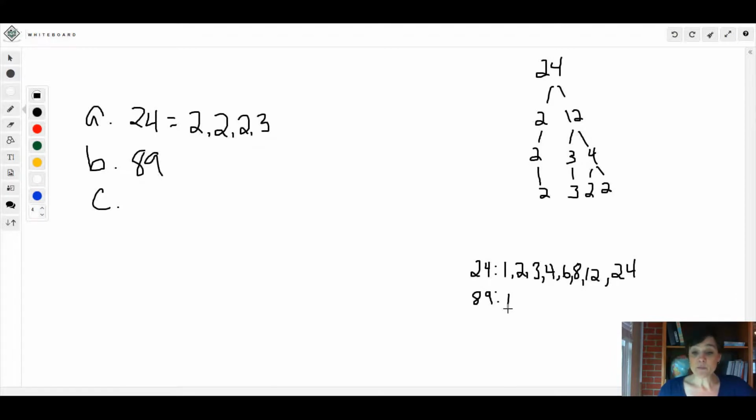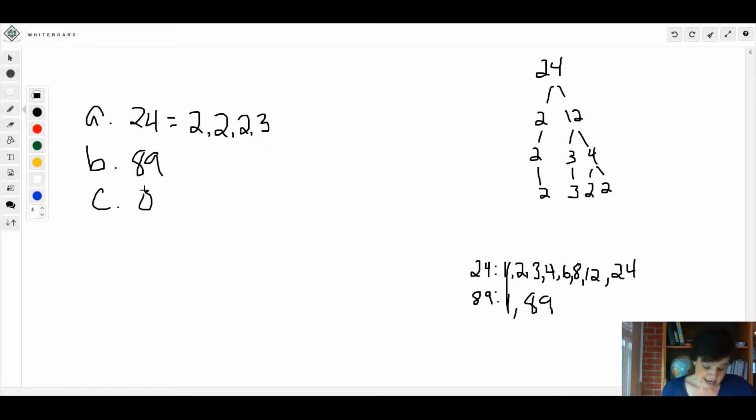But for 89, it's prime, which you already said, so it's just 1 and 89. So yes, they do have 1 in common, but we do not use 1 as a common factor. It would have to be any other number besides 0 or 1. So they don't have anything in common. So on C, your answer then would be nothing, 0, nothing. They have nothing in common.